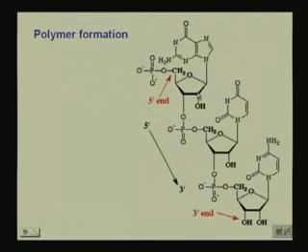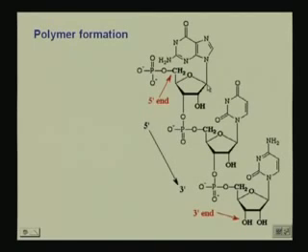Now, in this, what do we have common here? I mentioned this last time. What is this orientation that has been shown here? Is it a syn orientation or an anti orientation? It is a syn orientation. The anti orientation will have a rotation about which bond? About the beta N glycosidic bond.